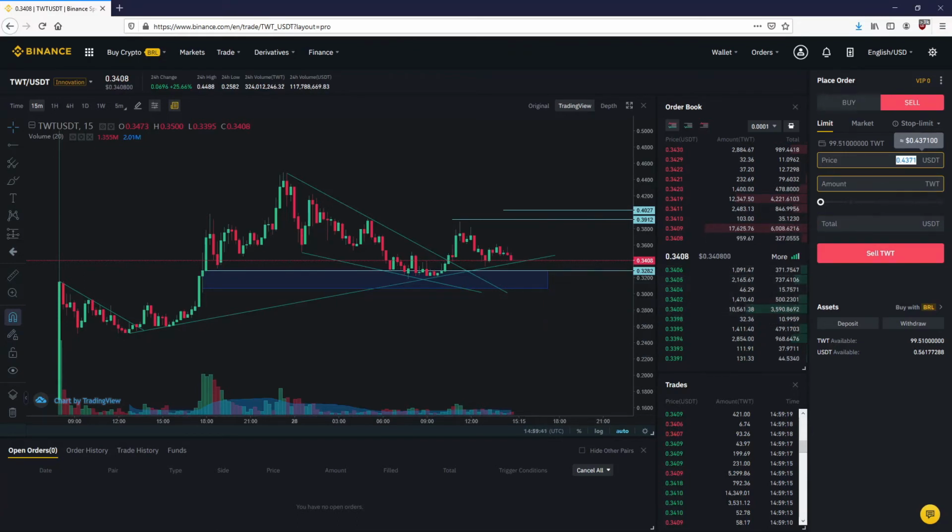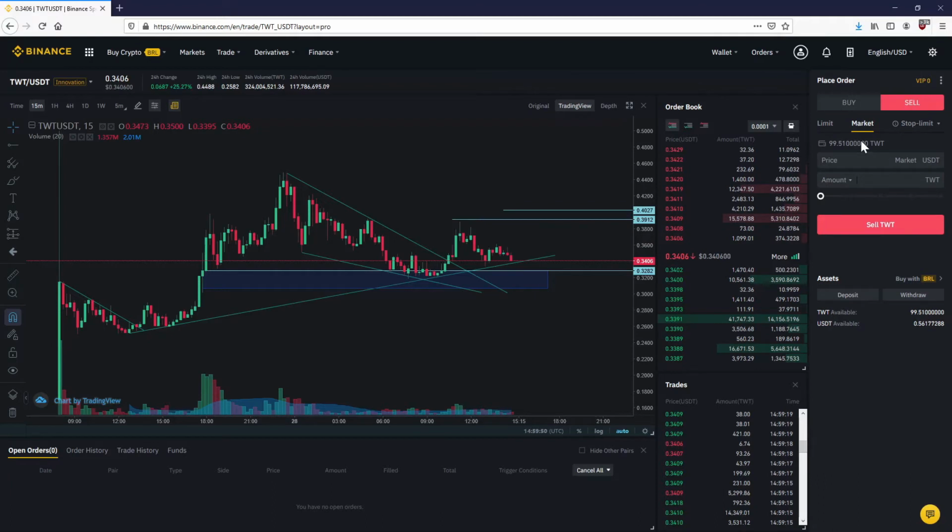Then I put the amount I wish to sell, or I use a slider. Then I click on sell, and my order will be filled. It's the same thing as a market order, just the inverse. Here you do not input the price, you just input the amount and sell. So it will sell at whatever price the market is trading.